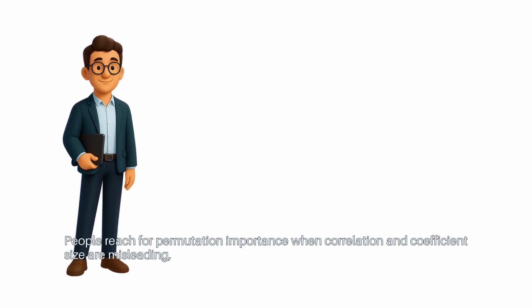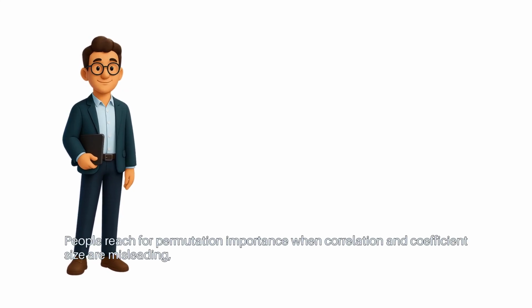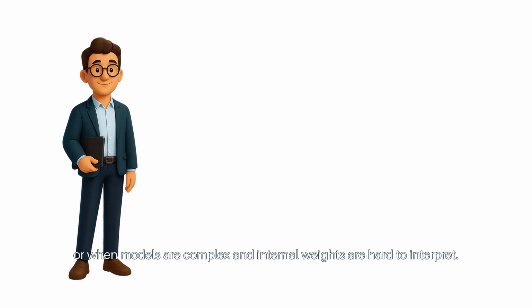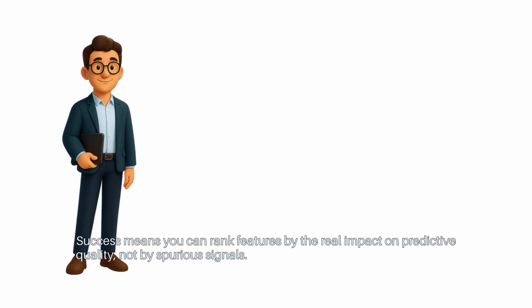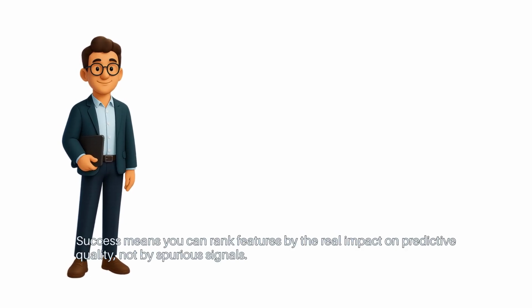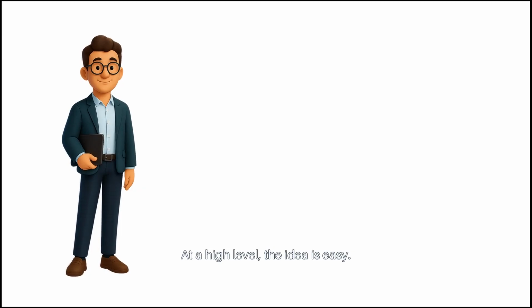People reach for permutation importance when correlation and coefficient size are misleading, or when models are complex and internal weights are hard to interpret. Success means you can rank features by the real impact on predictive quality, not by spurious signals. At a high level, the idea is easy.